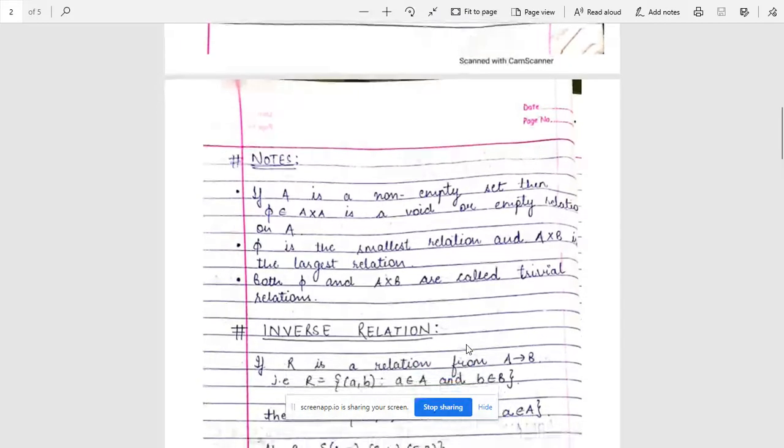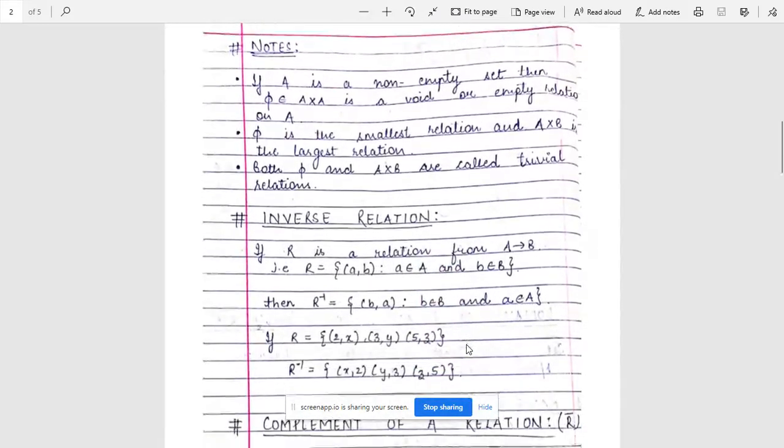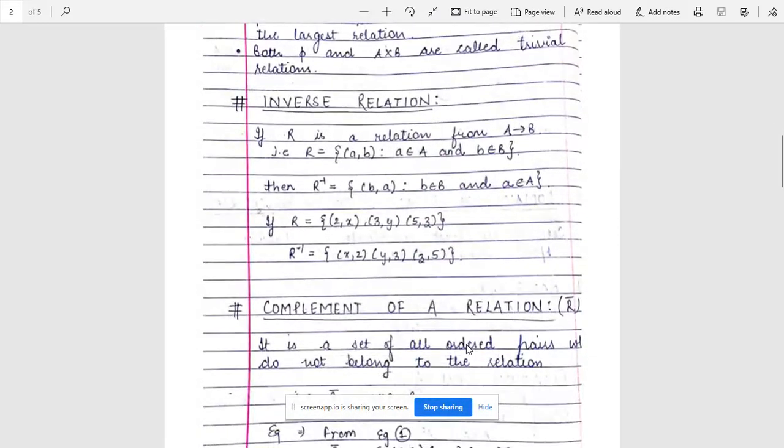So now come to the next point, that is inverse relation. Inverse means just reverse. If capital R is a relation from A to B, then R equals this, (a, b) where a belongs to A and b belongs to B. And R inverse, just reverse, it means instead of (a, b) it will be (b, a), such that b belongs to B and a belongs to A. So this is the example. If R is this, then R inverse will be this.